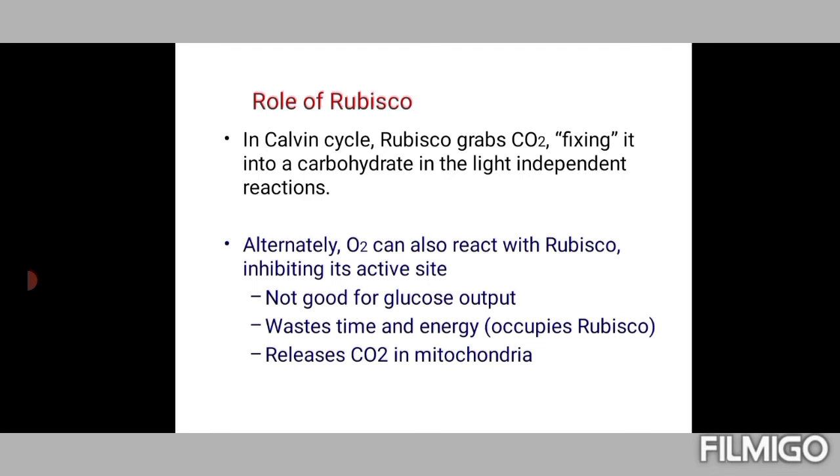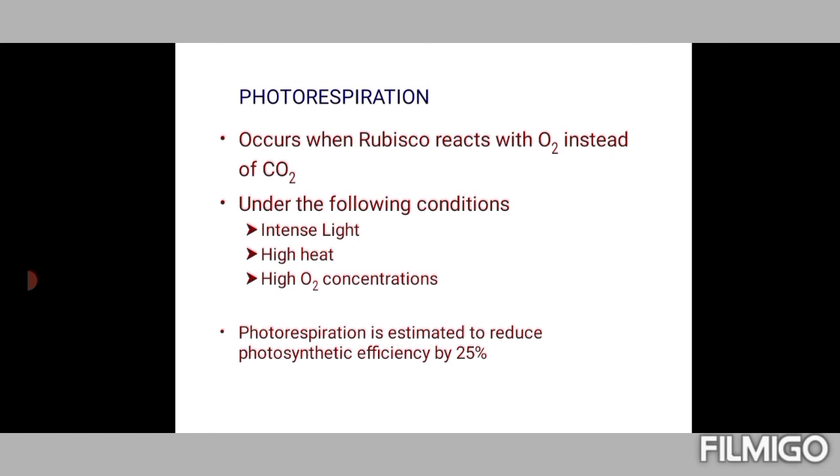So that will go on to a wasteful process, which is called photorespiration, which affects the proper glucose or carbohydrate output. It's a waste of time and energy, and it utilizes Rubisco as well as releases carbon dioxide inside mitochondria. This process is called photorespiration, where RuBP is oxygenated. So instead of 3-phosphoglycerate, we will get another molecule, that is phosphoglycolate. This happens during intense heat and a high concentration of oxygen. It reduces the efficiency of the normal process of photosynthesis by around 25%.